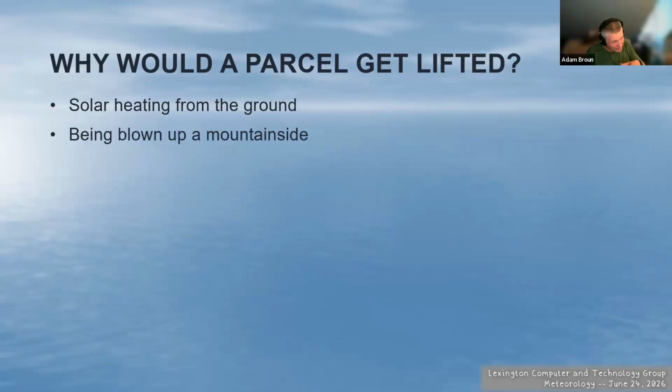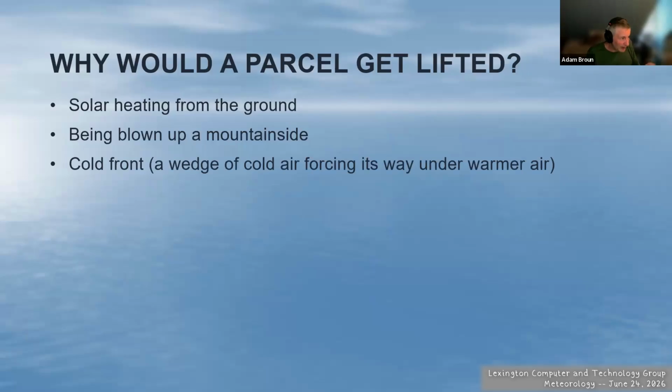A second one is being blown up a mountainside. If you think about a range of mountains and wind is blowing across those mountains, it's going to have to go up in order to get over them. That's called orographic lifting, and that's air that's being forced up by being blown over terrain or a mountainside. And a third big one that, Bob, you alluded to, is a cold front. A cold front is a wedge of cold air, typically coming down from the north, because that cold air is denser.